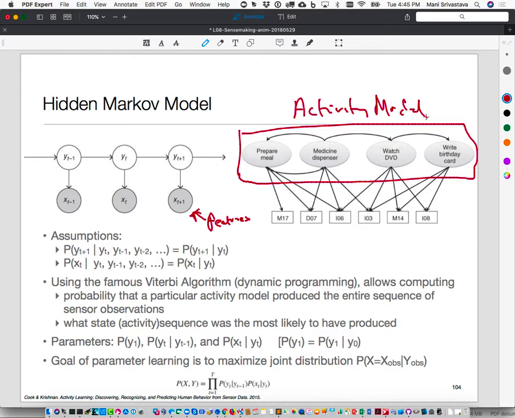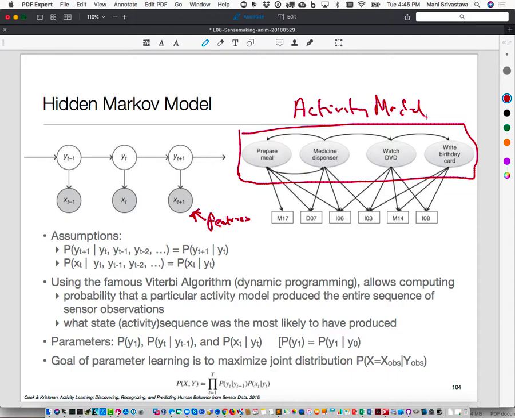So there would be some constraints like these in the data, and that's what you are going to learn. You are going to learn that I08 has some probability given birthday card, it has some probability given watch DVD, but the probabilities with others are zero. So there are two things going on out here. There's a model which, by virtue of its structure, constrains which activities can follow which.